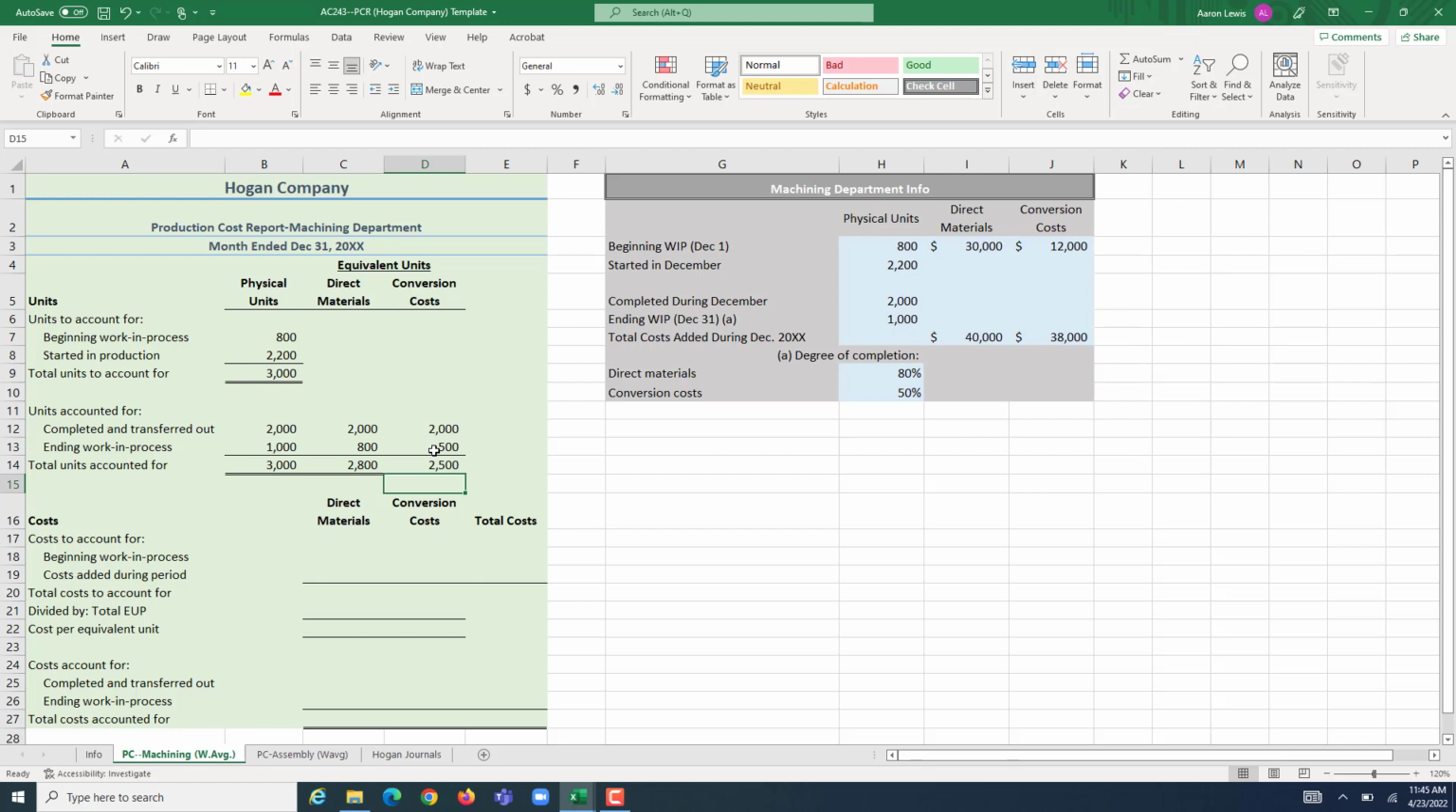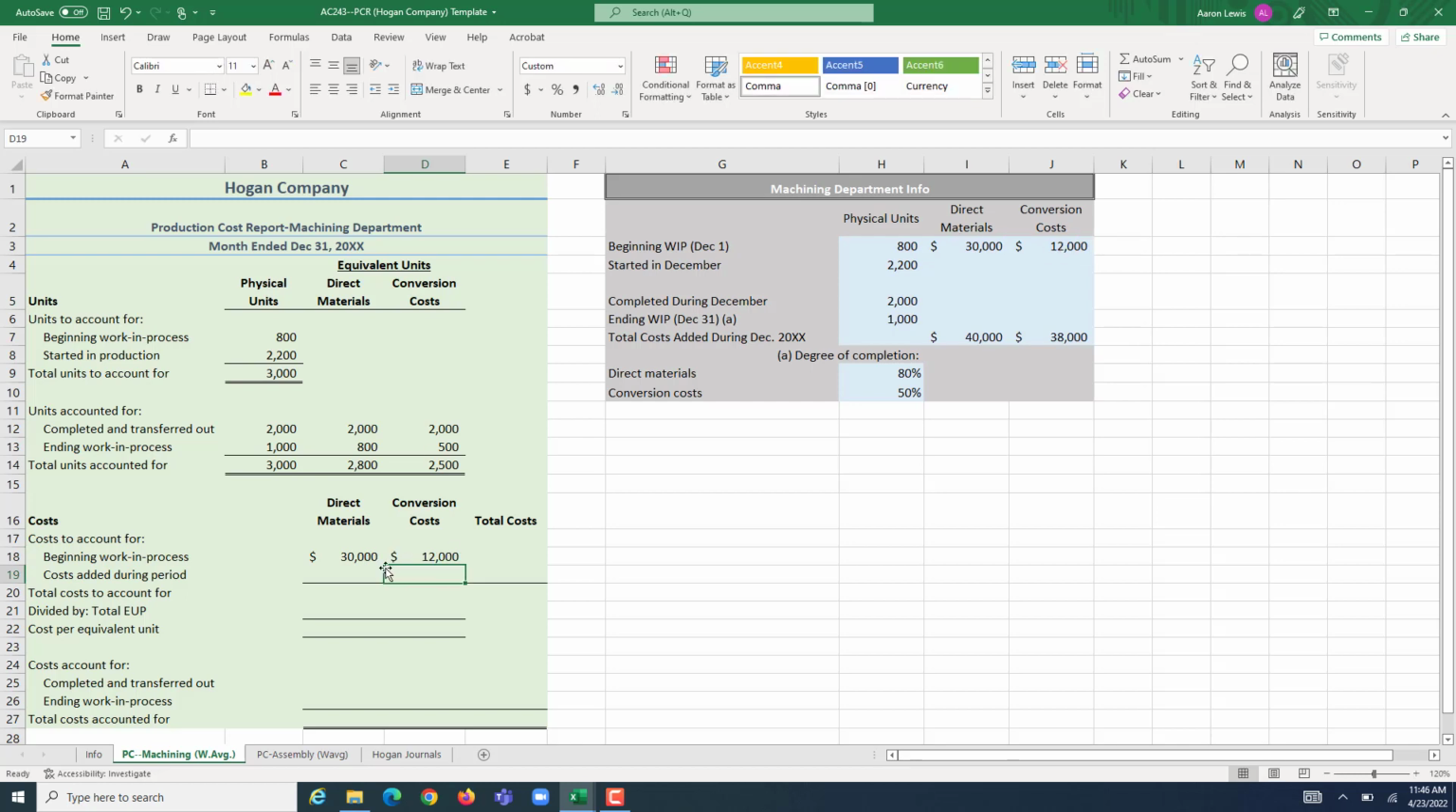Speaking of costs, let's move on to the cost section. We're going to start with beginning WIP. This is how much cost was already committed to units when the period began. And we've got this information over here. Our beginning WIP for the month of December in the machining department already had $30,000 worth of material costs committed to it. Those same units that were in beginning WIP when the period began already had $12,000 worth of conversion costs added to them.